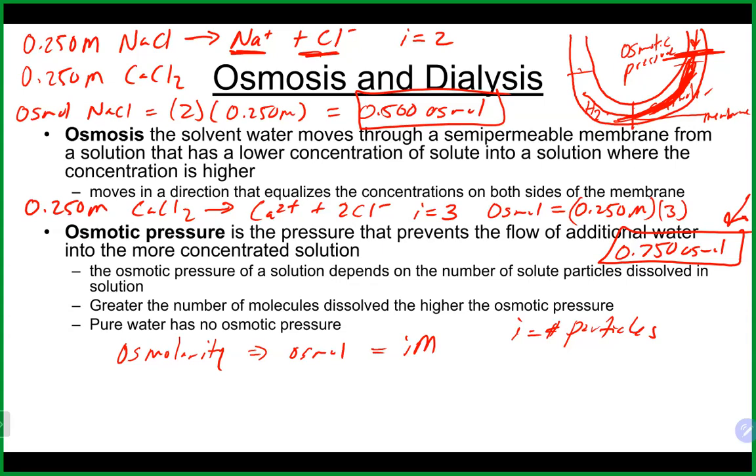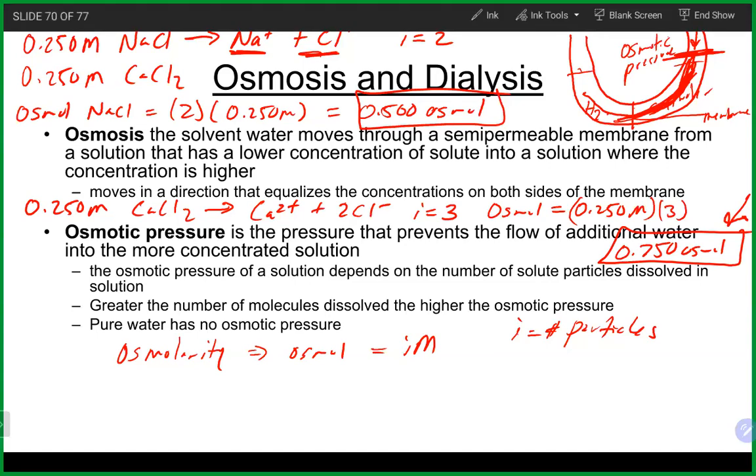So osmosis always flows from a lower concentration to a higher concentration. And again, the way you can think about it, like I said, is it's like trying to dilute it down, kind of even out the concentration. You might have heard of reverse osmosis.